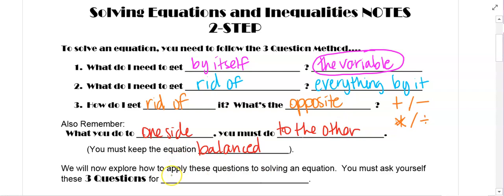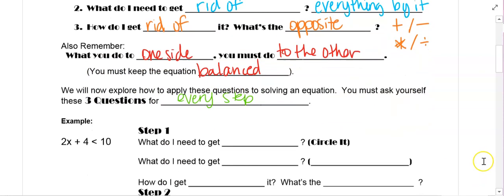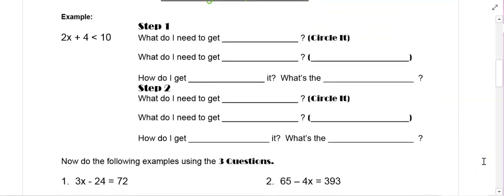We will now explore how to apply these questions to solving an equation. You must ask yourself these three questions for every step. Well, today we're going to have two steps. I'm going to guide y'all through it step by step. You don't have to fill this in every time, but on the first example, I want to show you exactly what we're doing. On this first example, I also gave y'all an inequality. An inequality is where it has the greater than, less than. I'll make a note: inequality is less than, greater than, less than or equal to, greater than or equal to, which means it has multiple answers.